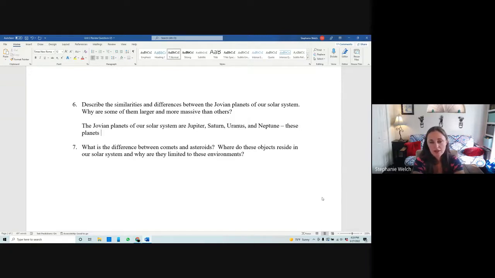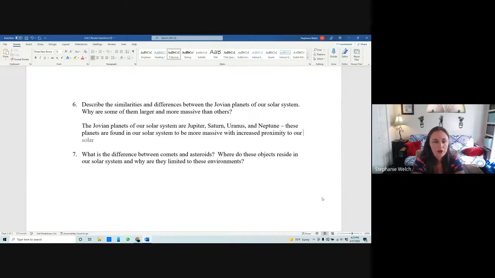These planets are found in our solar system to be more massive with increased proximity to the center of our solar system. I use the word solar system a lot in this sentence, sorry. Okay. So I'm sure there's a better way to put that, but that's okay. These planets are found in our solar system to be more massive with increased proximity to the center.